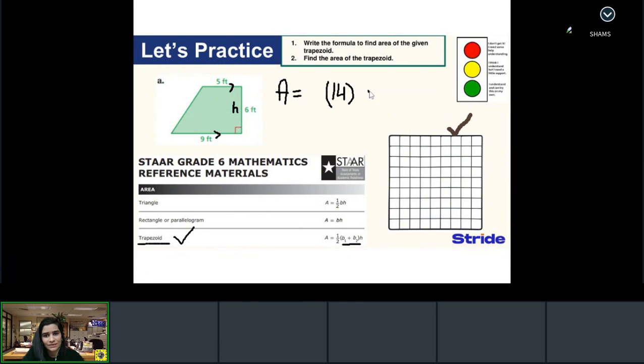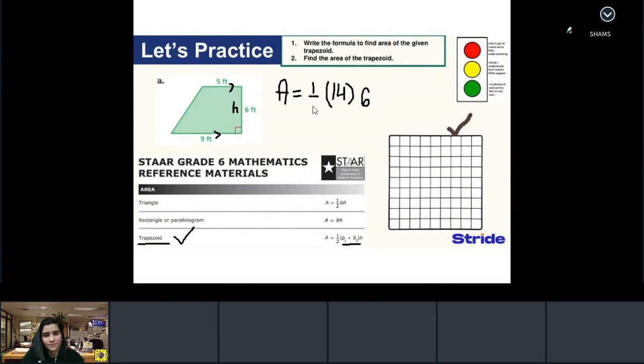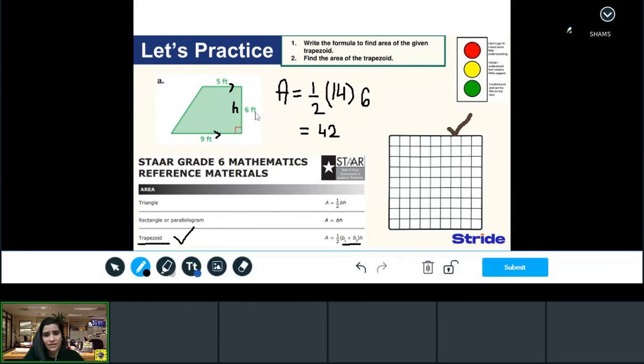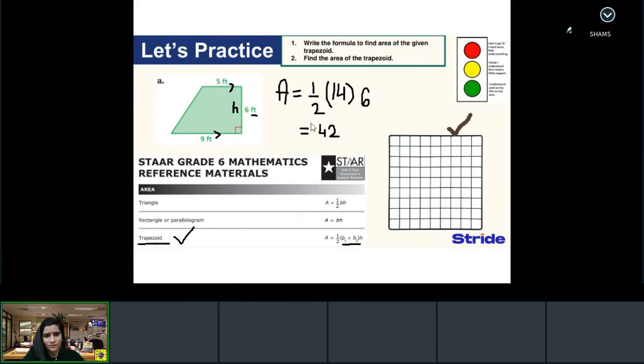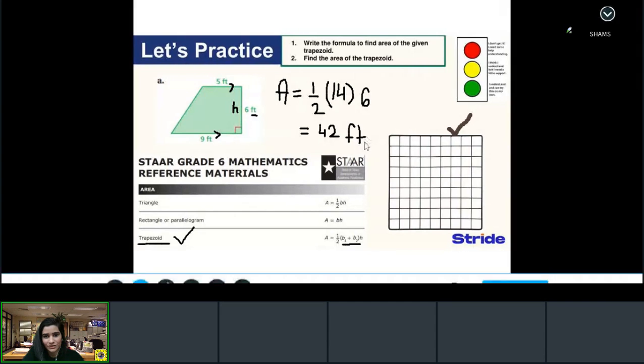Height is 6. Then find half of the answer. And that is 42. Remember, mathematicians are very particular about the units. In area, the units will be in squared units. And here we have used feet. So squared units for feet is squared feet. Squared feet. Here we are. Squared feet.